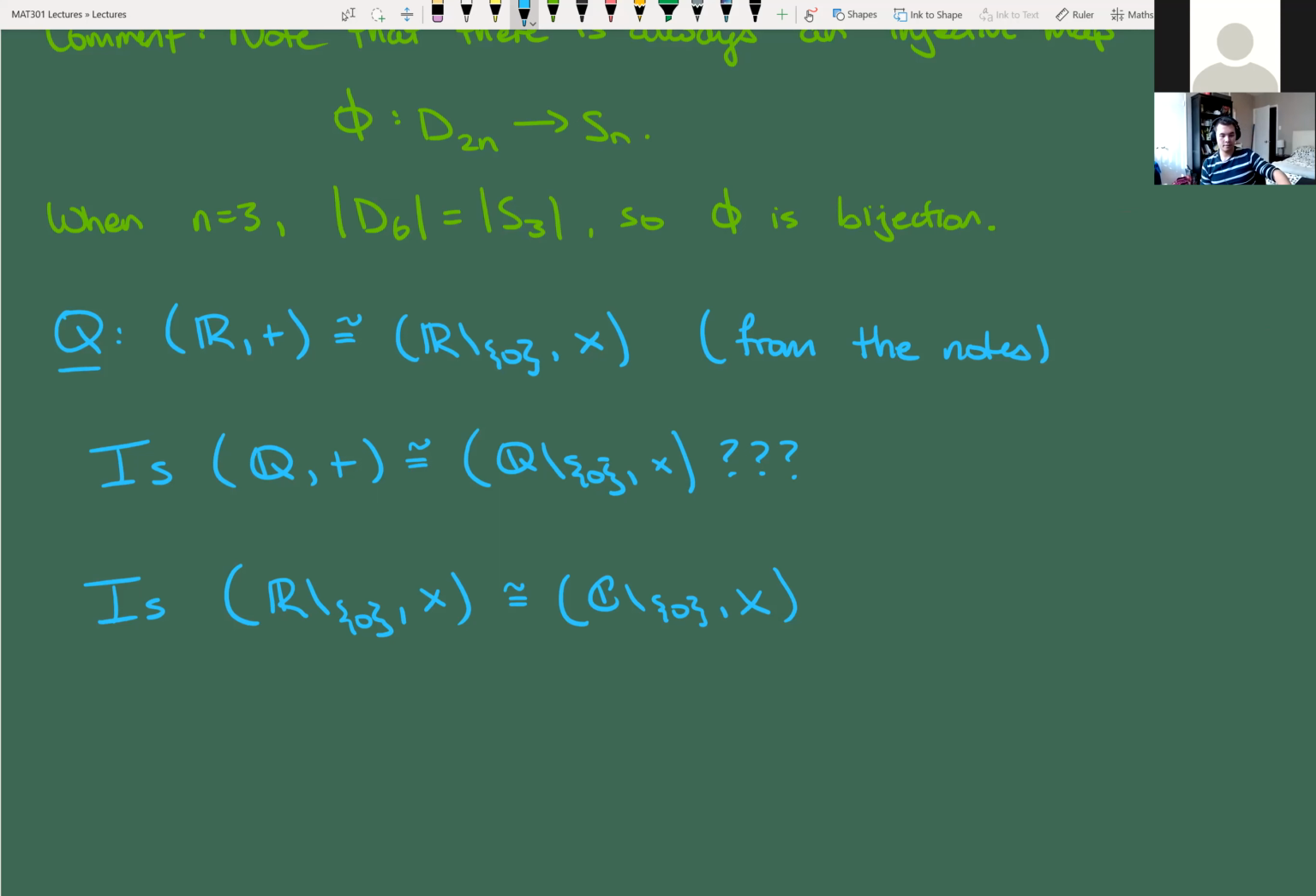Last thing that we do today. Complex, right? A plus ib, under multiplication still. Anyone? Any ideas?